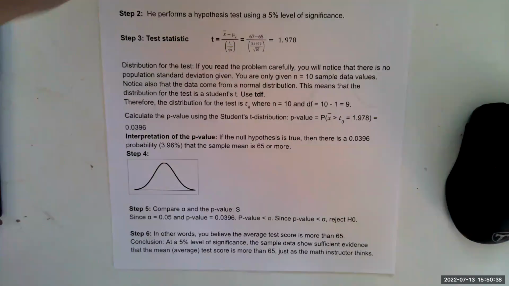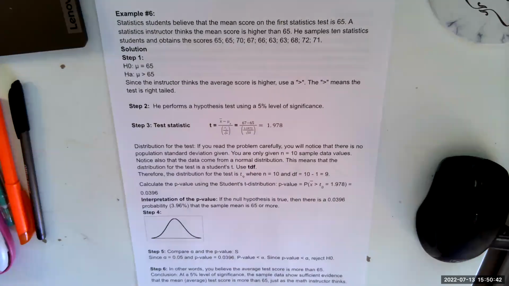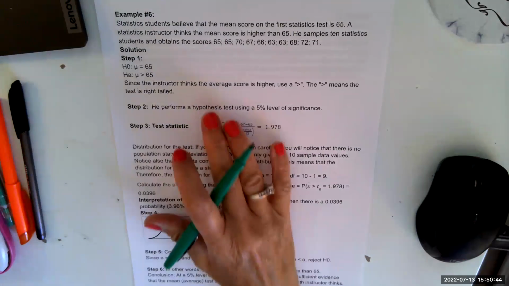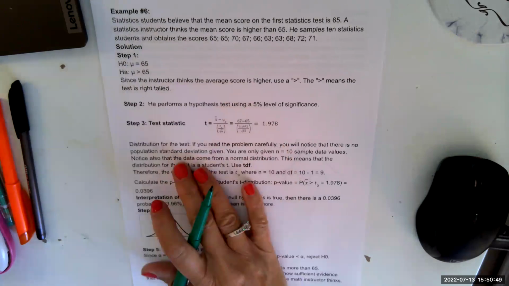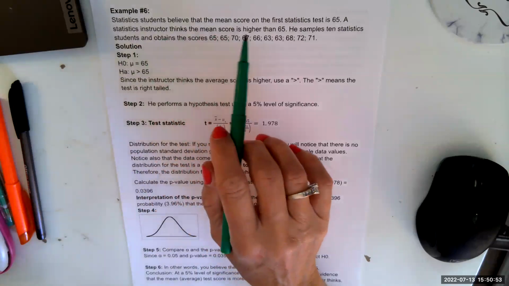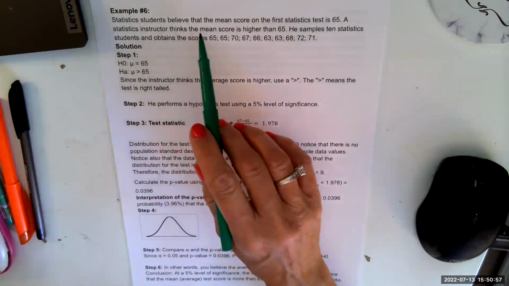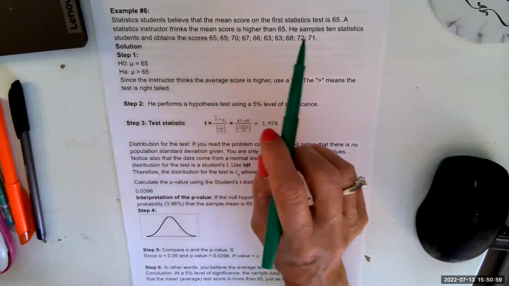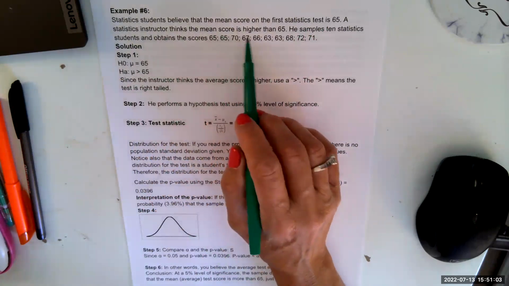Okay. I'm going to show you another one here that's all worked out. All the data, everything you need to see how I calculated all this is in Desmos under folder number 6. Statistics students believe that the mean score on the first statistics test is 65. A statistics instructor thinks the mean score is higher than 65. He samples 10 statistics students and obtains their scores. So there's 1, 2, 3, 4, 5, 6, 7, 8, 9, 10.